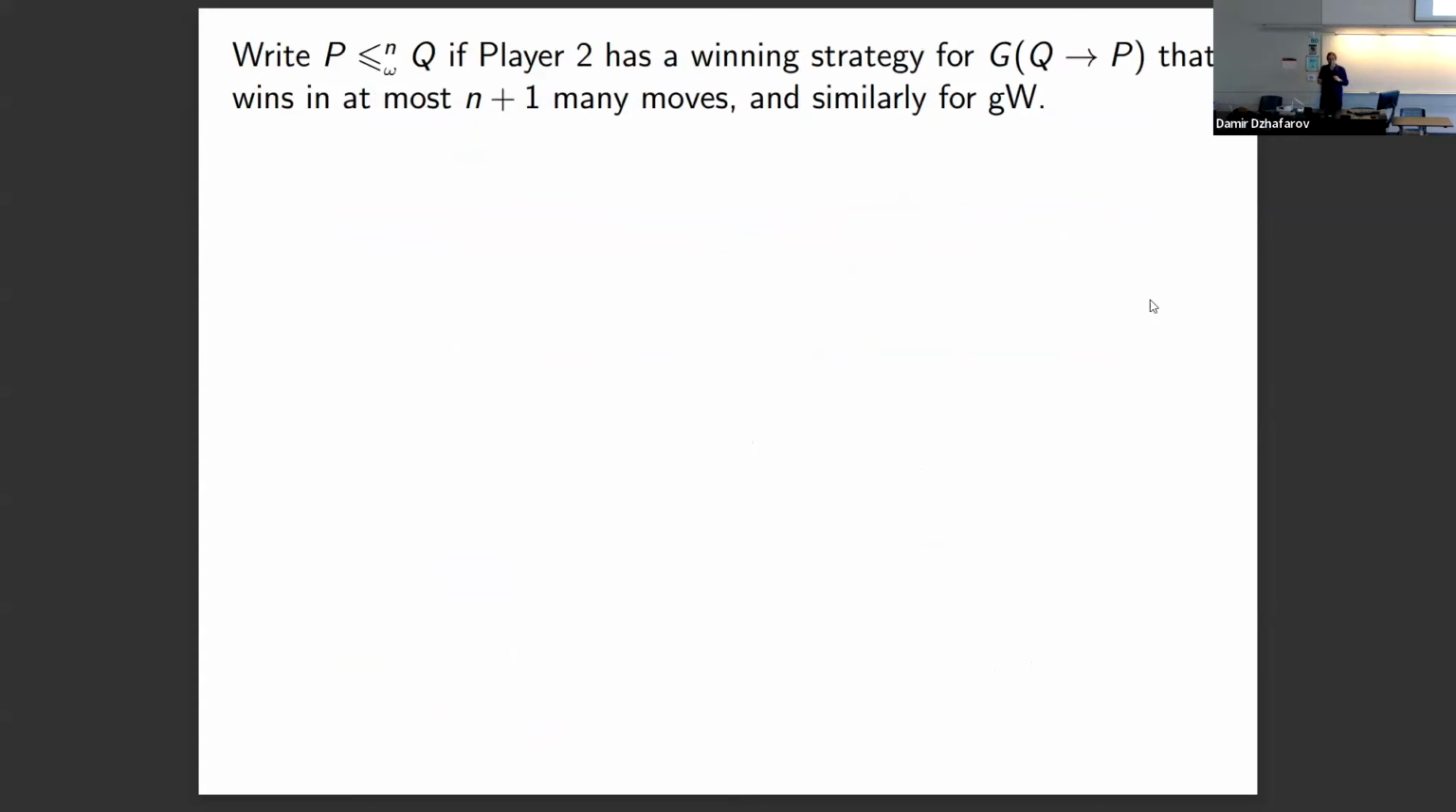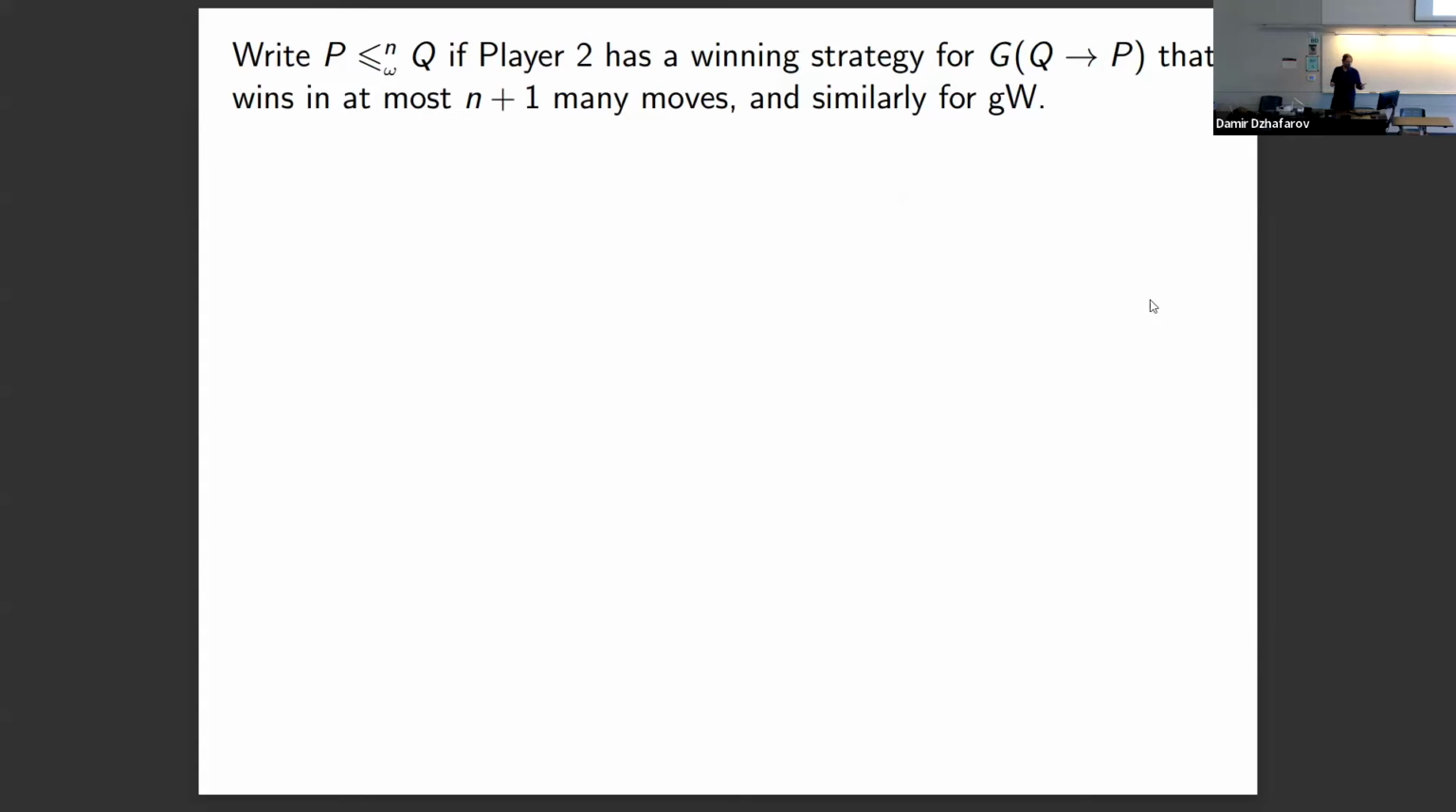Another thing that you can do, once you have this game theoretic notion of reduction, is you can count, right? Because if a game ends, where player 2 wins, that game ends in some number of moves. And so let's write this omega reduction with n in n steps, if player 2 has a winning strategy for that reduction game, not a computable winning strategy, just a standard winning strategy, that wins in at most n plus 1 many moves.